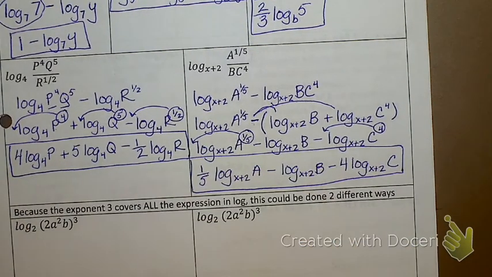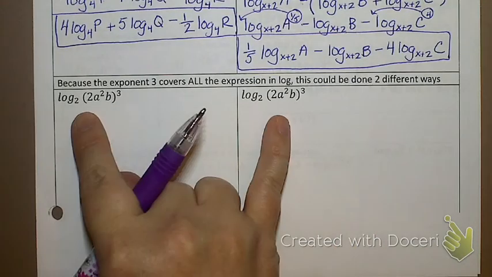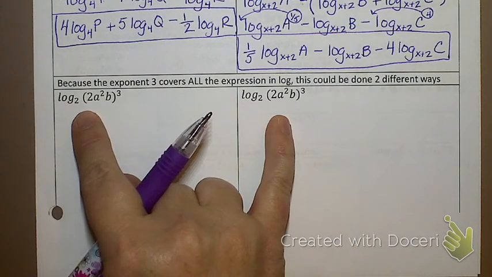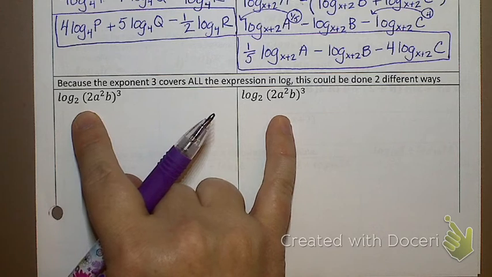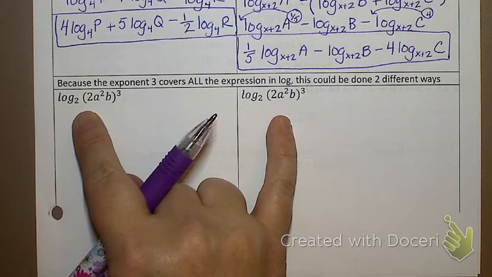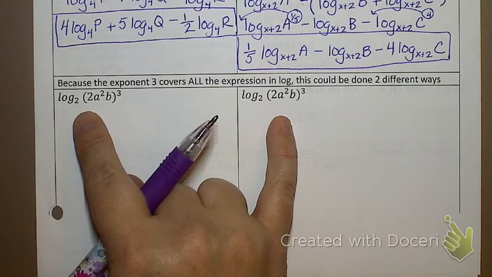Kind of sort of getting the hang of it? Kind of sort of? Okay. This last example, do you notice these two are actually the exact same problem? I'm going to show you two different ways that you could do the same problem. Both ways will get you to the same answer.